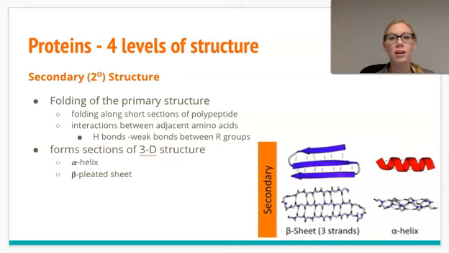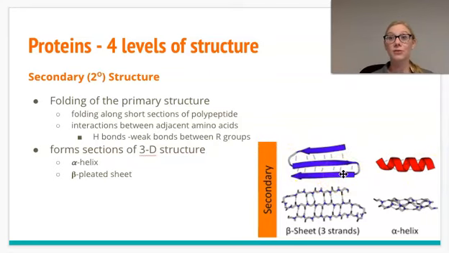So they can fold along short little sections of the polypeptide chain and basically with amino acids that are close to them. This is typically based on hydrogen or weak bonds in the R groups. There are two main ways that they fold that we should know about. One of them is the alpha helix. It looks kind of like a spiral. And one of them is the beta pleated sheets.